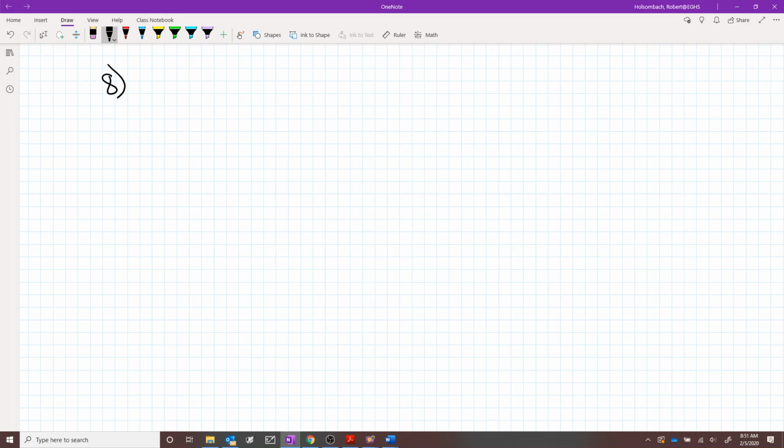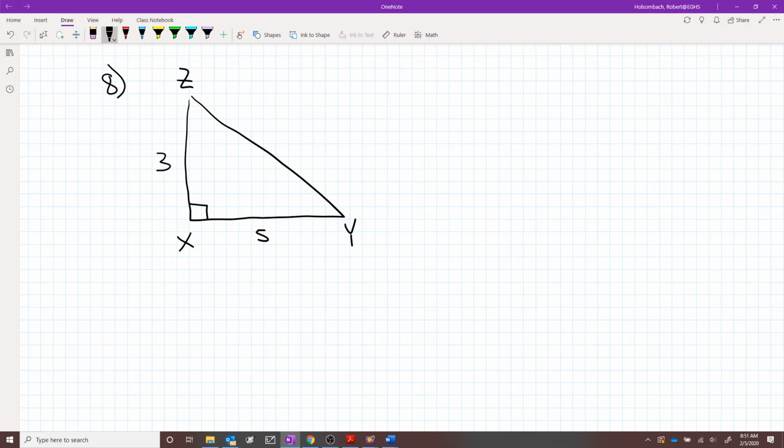Number 8. Triangle XYZ. Sides are 3, 5, and the square root of 34. You're asked to write the tangent ratios for y and z. So you need tan for y and z.